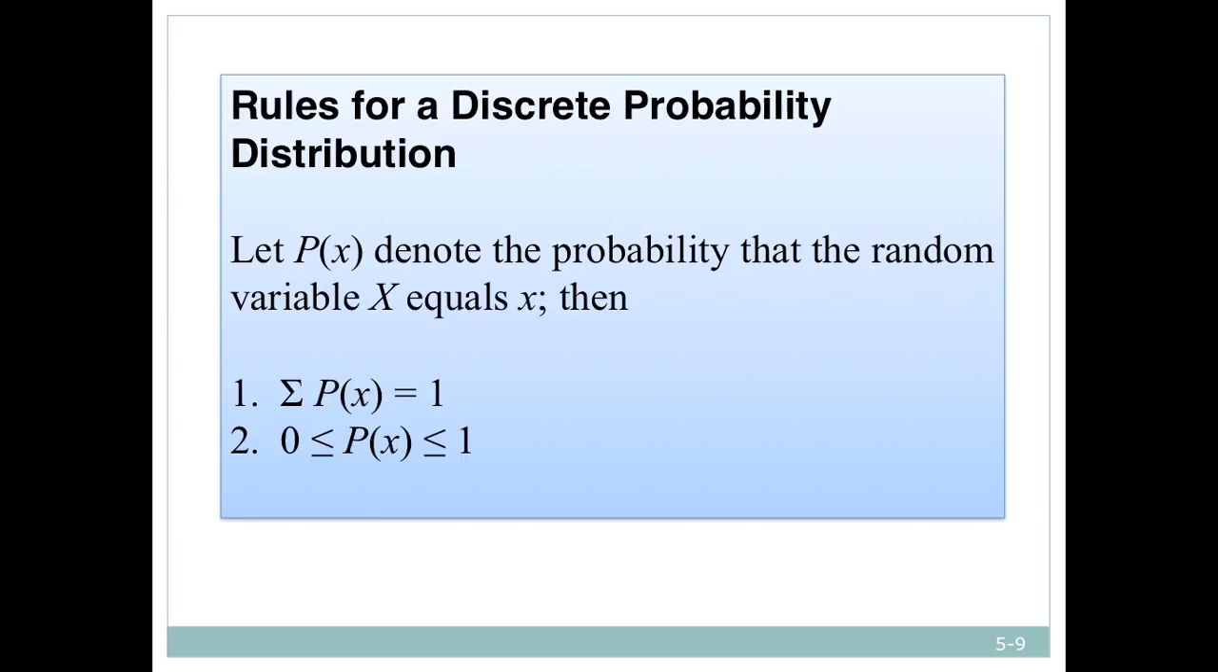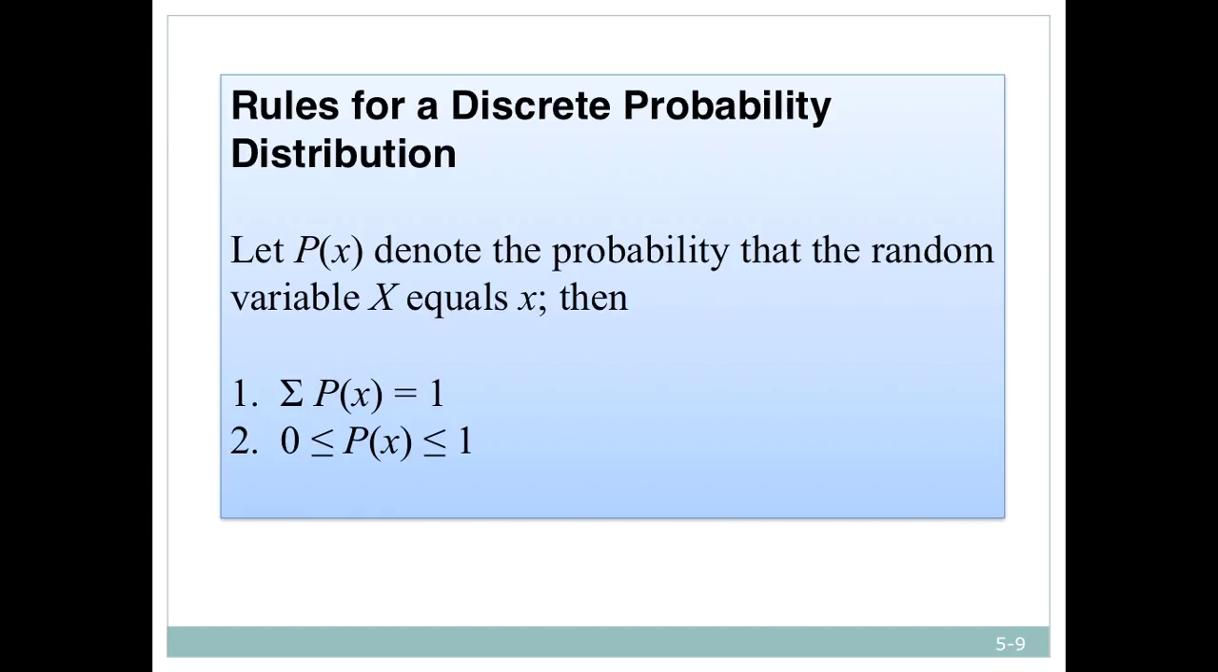So these rules should look pretty similar to what you saw back in chapter 5. Really, all of the probabilities, when you add them up, have to equal 1. That's one very important thing. And then all of the individual probabilities have to be between 0 and 1. 1 meaning that the event is certain, 0 meaning that the event is impossible. We can't have negative probabilities. We can't have probabilities that are larger than 1.